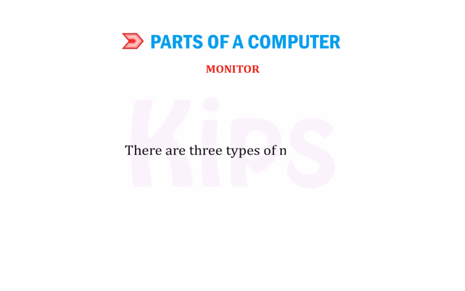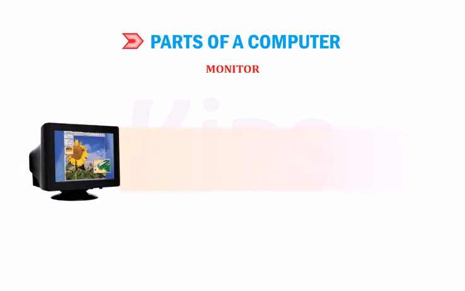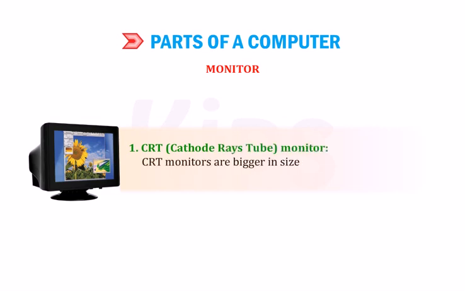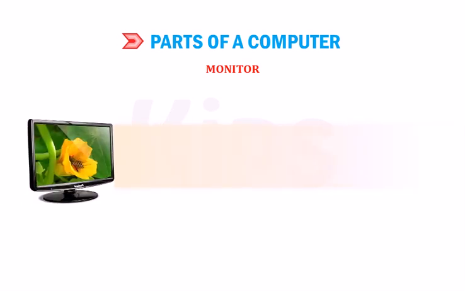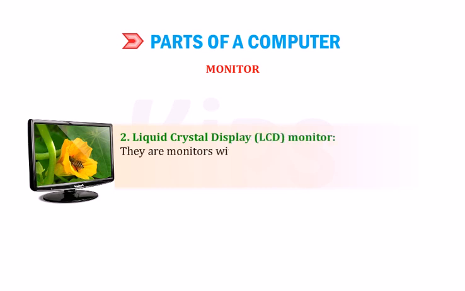There are 3 types of monitors. CRT, cathode ray tube monitors. CRT monitors are bigger in size and consume more power. Liquid crystal display, LCD monitors, are monitors with flat screens that consume less power.